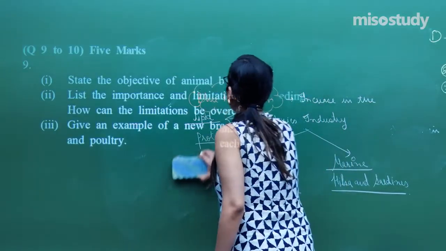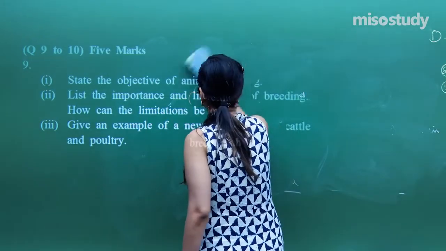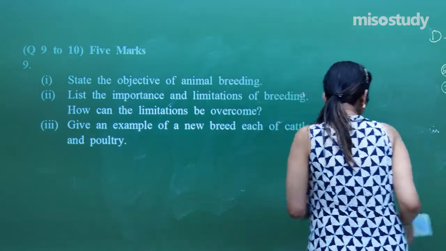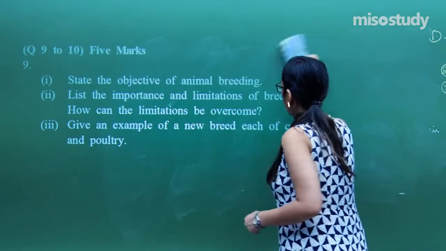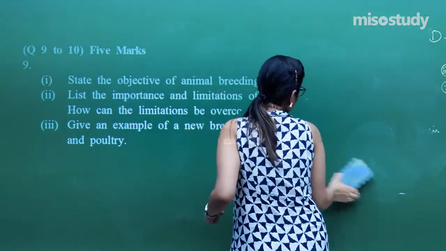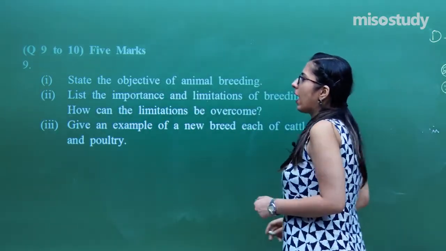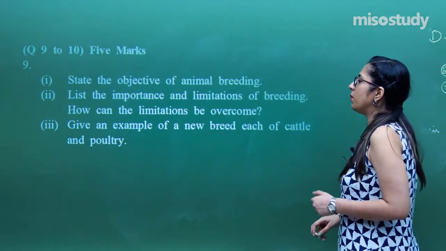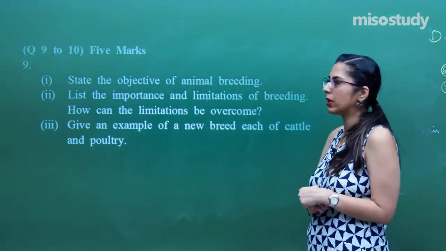Now, let's move to another category of questions, which is of 5 marks. This is the 9th question. Read this question properly. By the time, let me prepare this board for you. State the objective of animal breeding. List the importance and the limitations of breeding. How can the limitations be overcome? Give an example of a new breed of each of the cattle and the poultry.